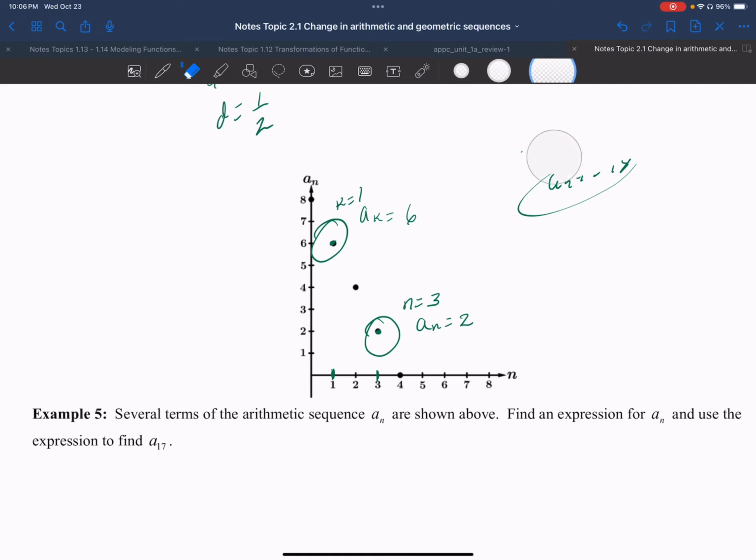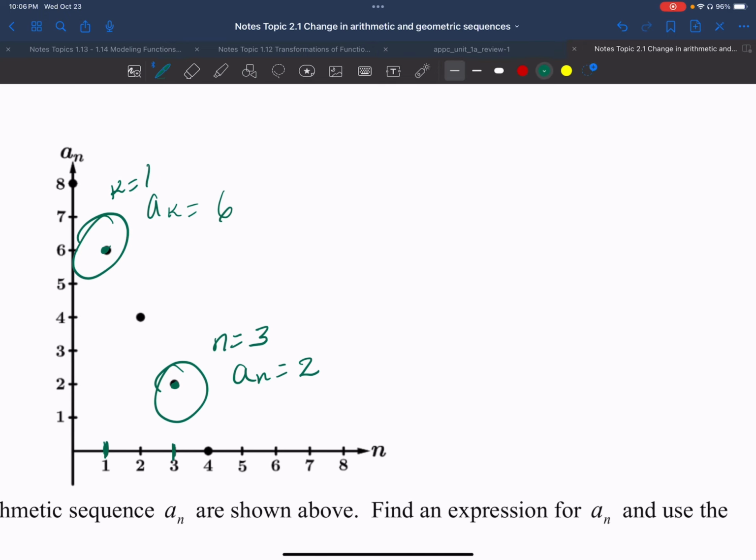So now that problem looks very similar to the problem at the top. So what I'm going to do is I'm going to write my equation, a sub n equals a sub k plus d times n minus k. And then I'm going to plug in. I know that a sub n is 2. A sub k is equal to 6. I don't know what my common difference is. That should be okay. And then n is 3, and k is 1.